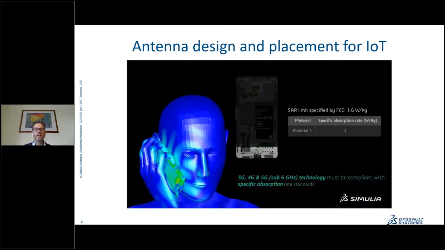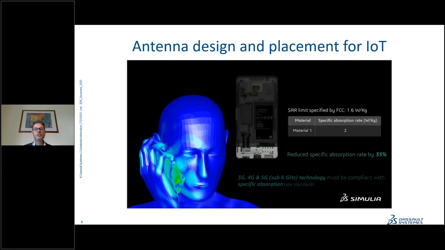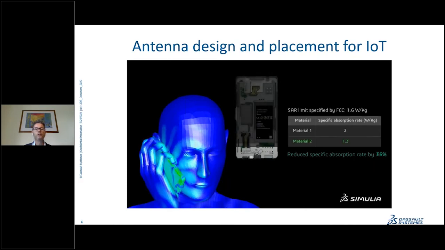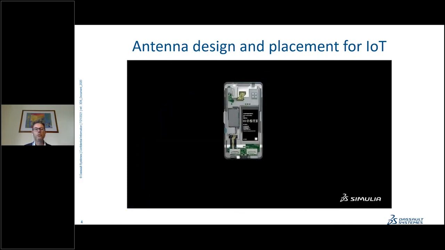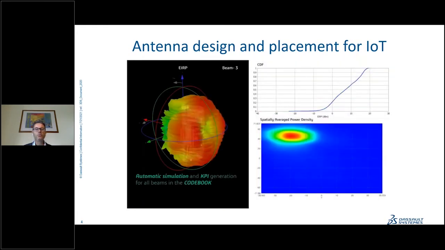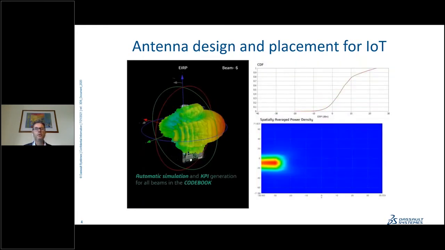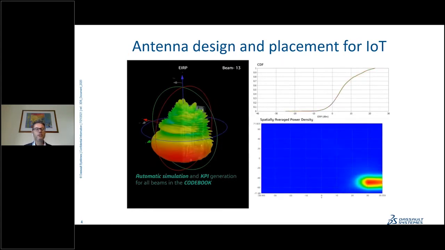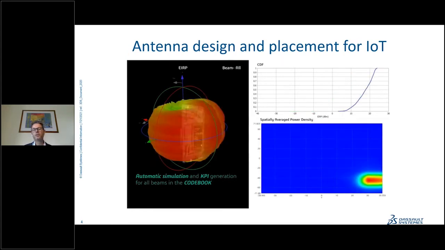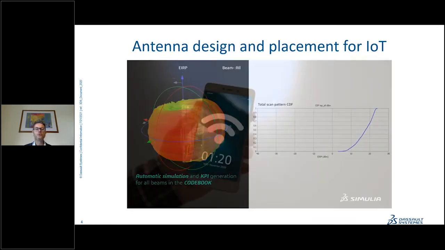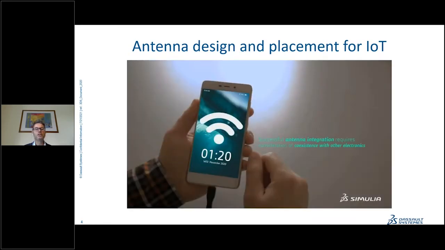Very important is the specific absorption rate that has to be calculated. This is something you find on the data sheet of your mobile phone when you purchase it. And here what we see, we can really optimize it. Further, here you see an optimization using an optimizer inside of the product, CST Studio Suite, that allows to optimize the radiation pattern to obtain a good coverage.